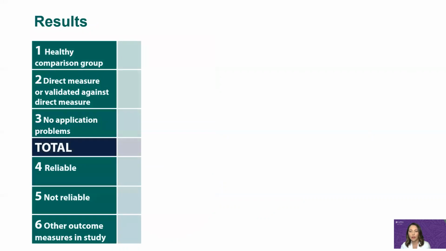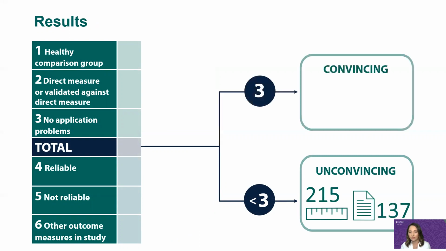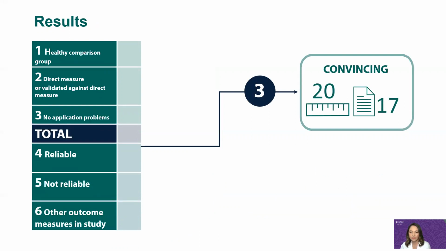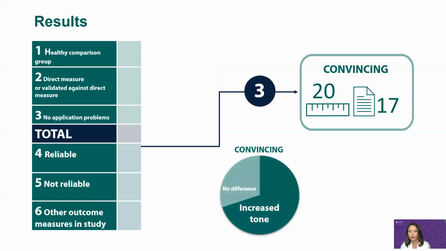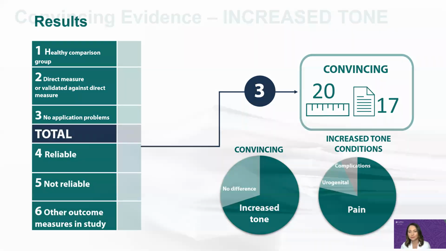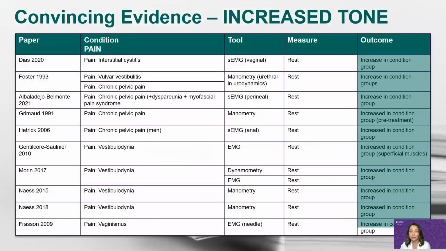From our original scoring system, unconvincing evidence was found in 215 measures in 137 papers. Convincing evidence was found in only 20 measures across 17 papers. Of the papers providing convincing evidence, 70% showed evidence of increased tone, and 79% of those are in pain conditions. But what are the characteristics of the convincing papers? Let's first take a look at those showing evidence of increased tone.